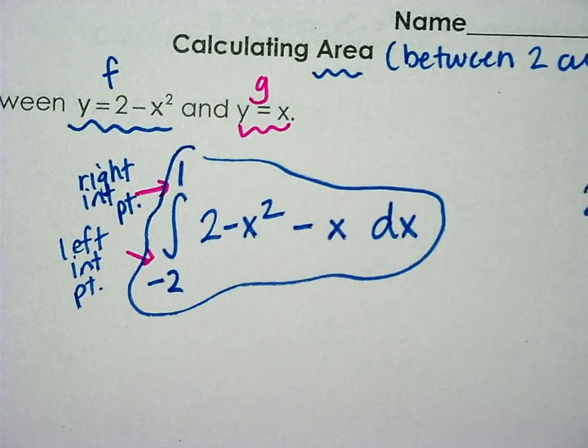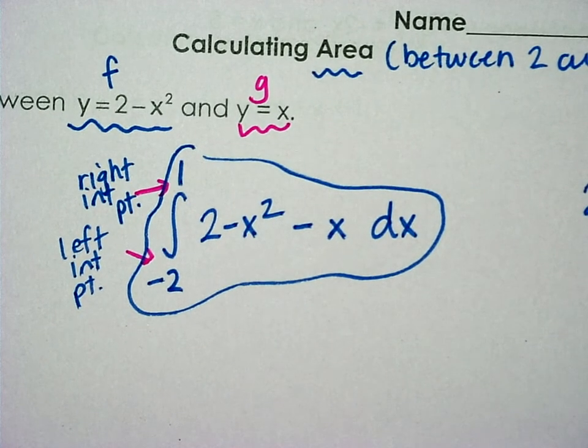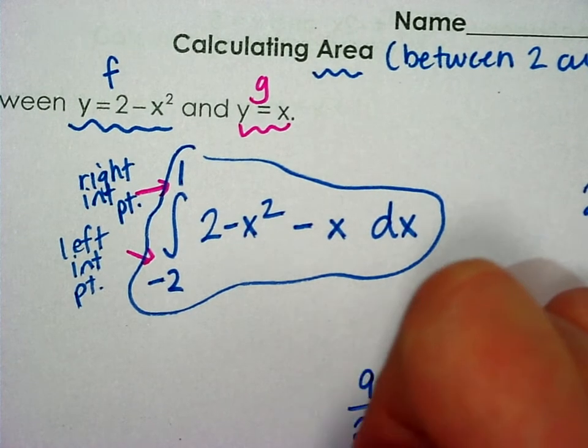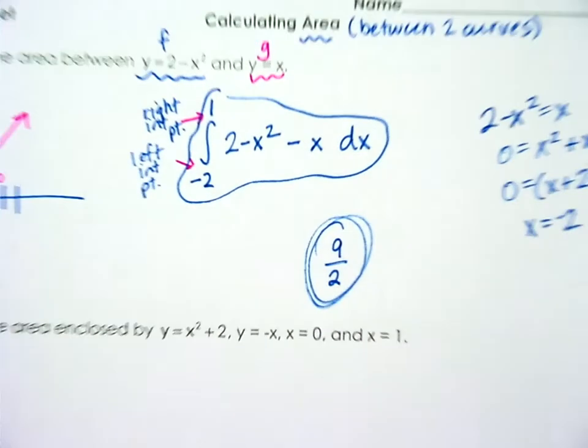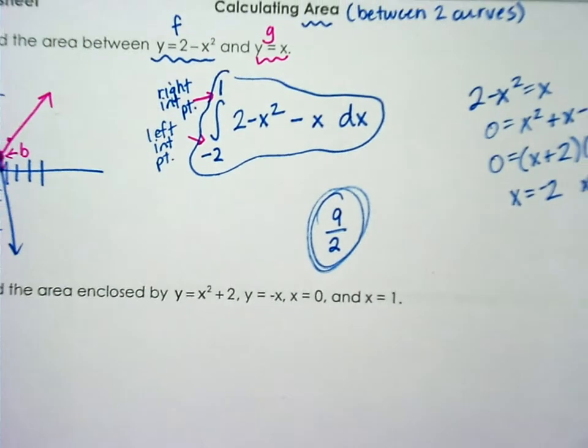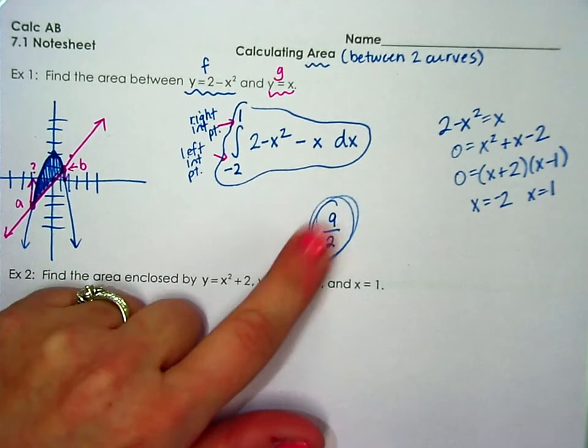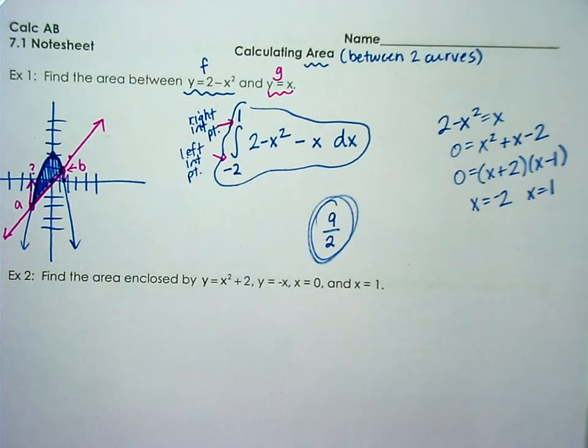So for this integral, you should have gotten 9/2. If you did not, I want you to go ahead and work it out until you do get 9/2 and try to find your mistakes. These are really good multiple choice problems, so it is going to help you to simplify all the way down to a single fraction so that you can check your answer that way. All right, let's look at example 2.